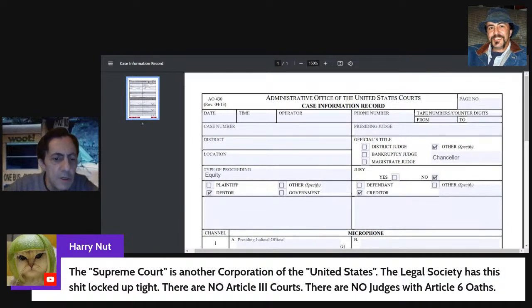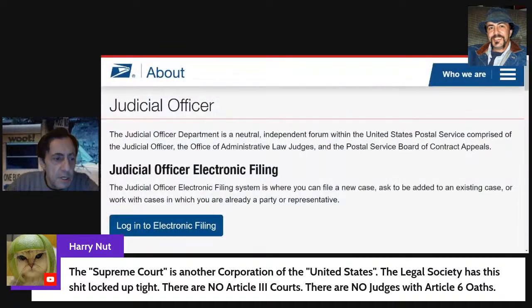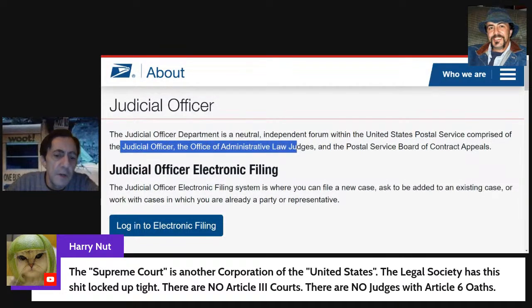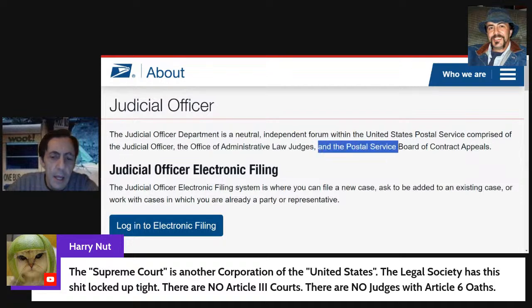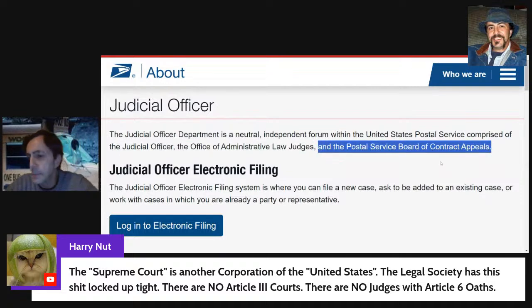Yes, the Supreme Court is another corporation in the United States. And those are administrative law judges. Judicial Officer Department is a neutral, independent forum within the United States Postal Service, comprising of the Judicial Officer, the Office of Administrative Law Judges, and the Postal Service Board of Contract Appeals.